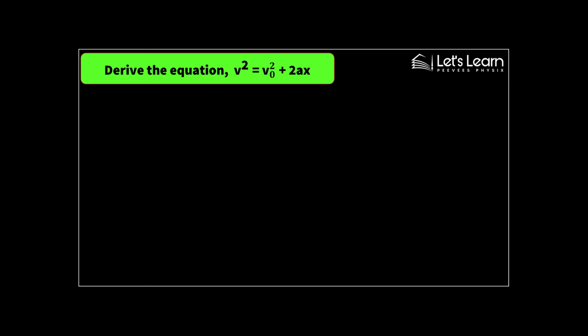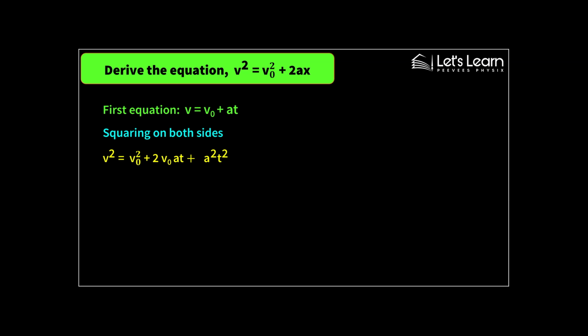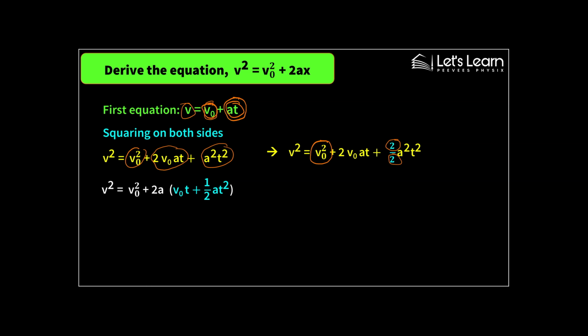We move on to the fourth equation. To derive the fourth equation, we start with the first equation, V equals V0 plus AT, squaring on both sides. When you square both sides, the left side will be V square, the right side will be A plus B the whole square. So V0 square plus 2 V0 AT plus A square T square. What I am going to do next is take 2A outside. So I just rewrote it like this. Here I multiplied by 2 divided by 2. So I'm writing V0 square first. Then I'm taking 2A out.